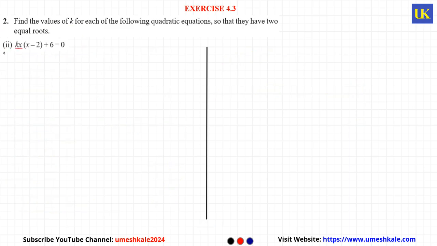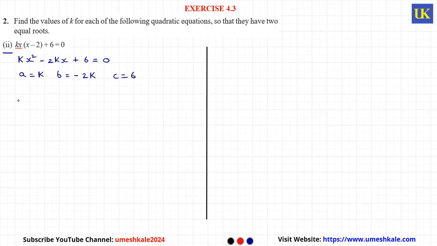Now here we will see the second sub question. Here also we need to find the value of k. First we need to solve this a little bit. So kx into x we have to do, so it will become kx square, and kx into minus 2 will become minus 2kx, and plus 6 we will keep as it is, equal to 0. Now we will note down the values. a is equal to k, b is equal to minus 2k, and c is equal to 6.